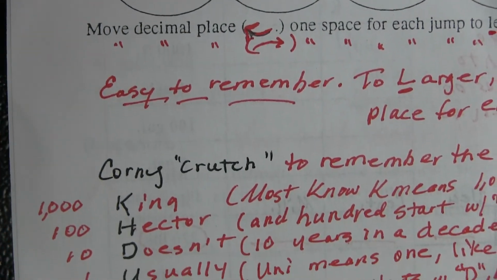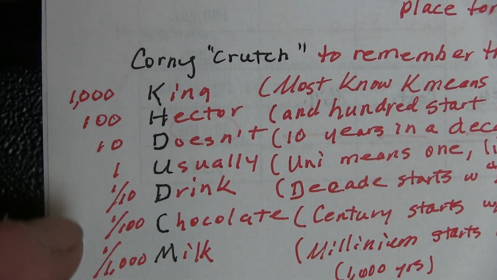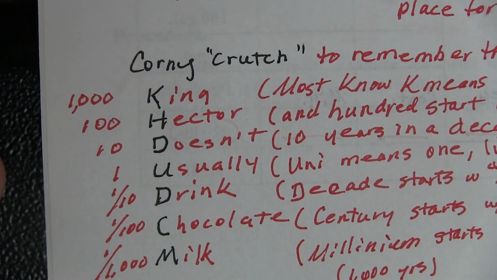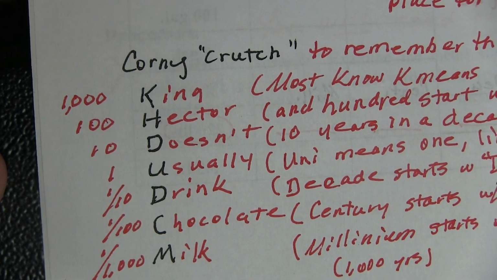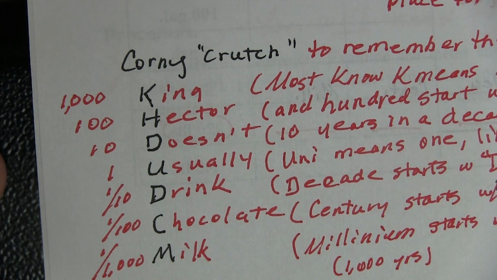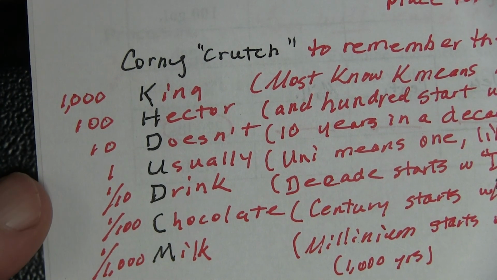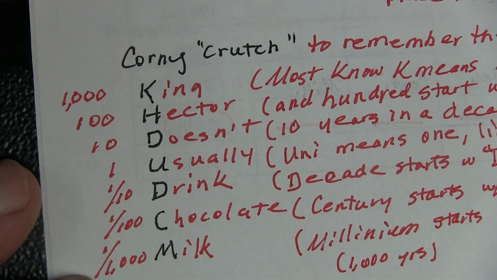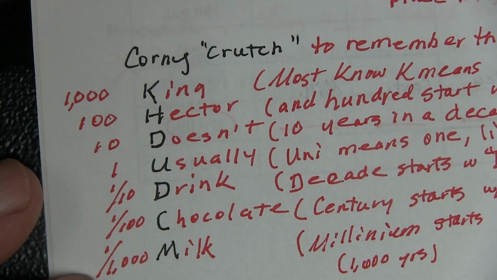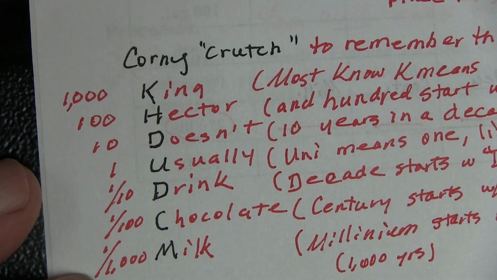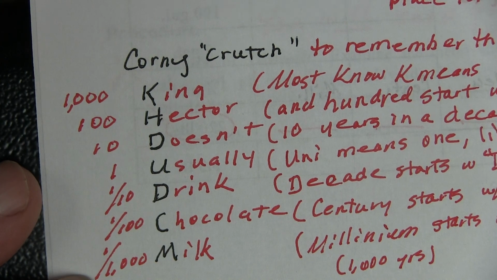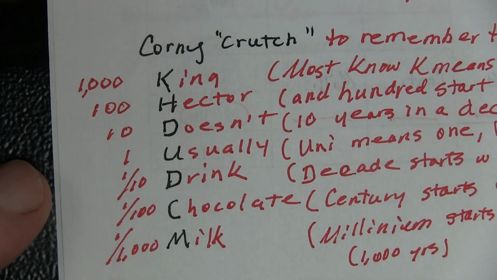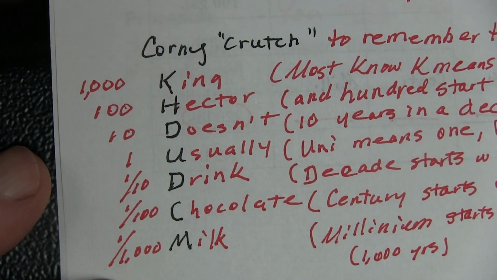So I'm going to go down here to my corny crutch. So write down those letters you underlined. K, H, D, U, D, and C. And here's my corny crutch. Now, if you can make up one that's cornier that you can remember, feel free to use it, but you're free to use mine. Here's what I used. When it gets cold, I can always remember this corny crutch. King Hector doesn't usually drink chocolate milk. Now, I put their value to the left.